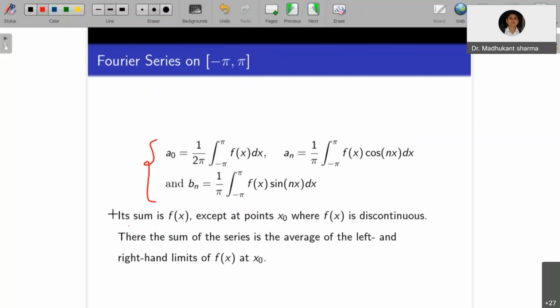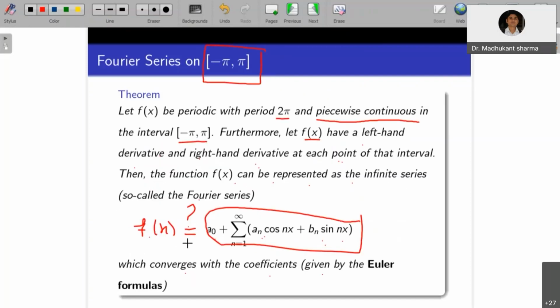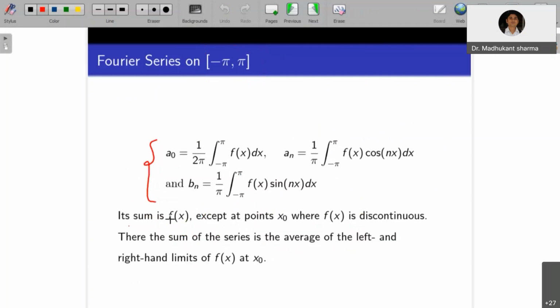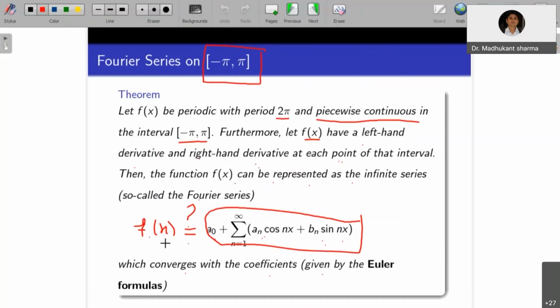This will answer your question whether f of x equals this or not. So its sum is f of x except at a point x naught where f of x is discontinuous. What it says is, at a point of continuity, suppose the function is continuous at a point x naught, then you can write f of x naught equals a naught plus summation n equals 1 to infinity of a n times cos of n x naught plus b n times sine of n x naught.